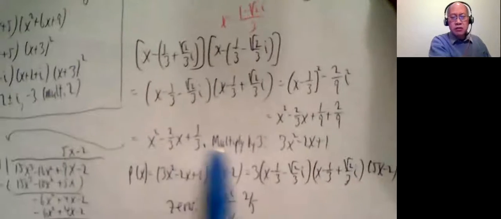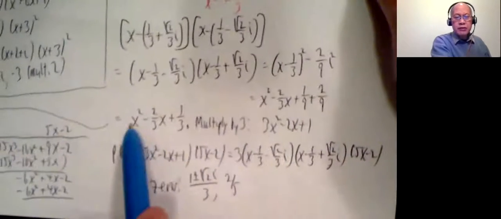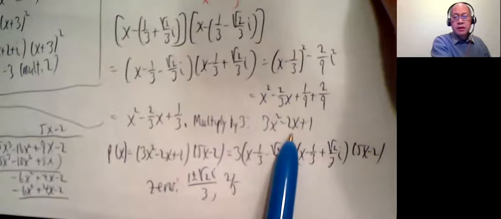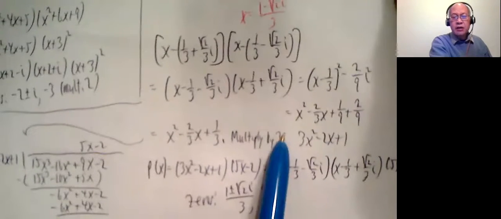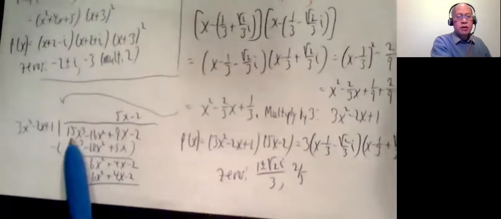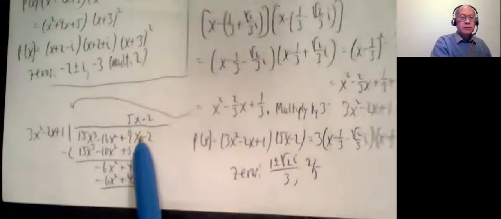To make things nicer, multiply this polynomial by 3. Okay, that's going to be okay. That will get accounted for eventually over here. So I multiply by 3, I have 3x squared minus 2x plus 1. All right, so now I'll divide out 3x squared minus 2x plus 1 from the original polynomial of 15x cubed minus 16x squared plus 9x minus 2.